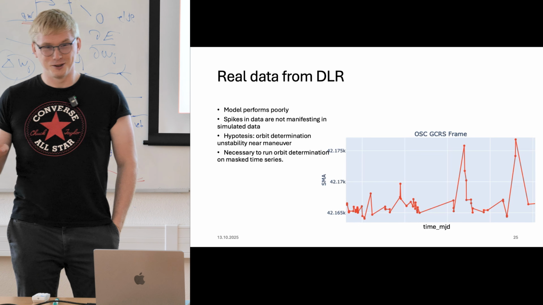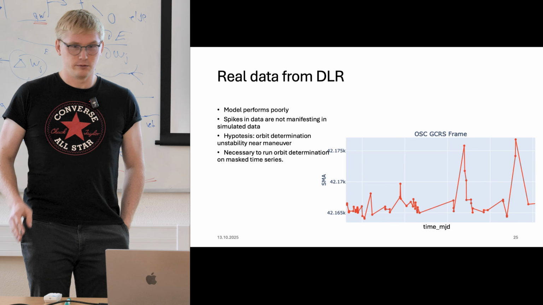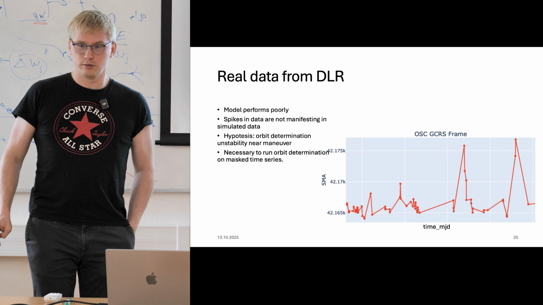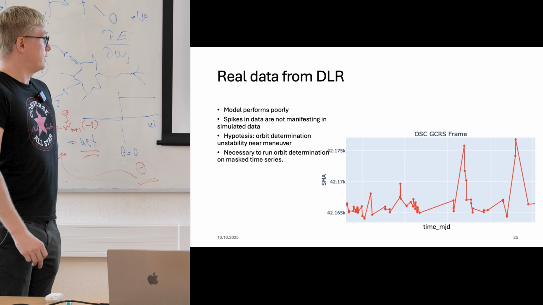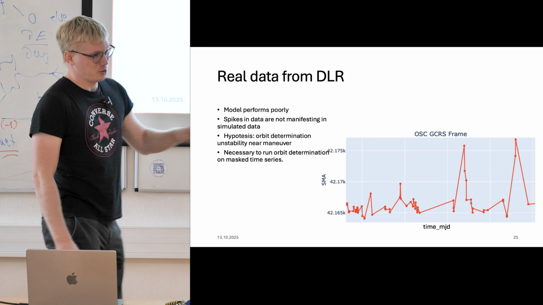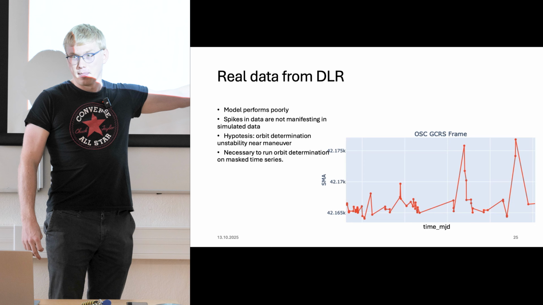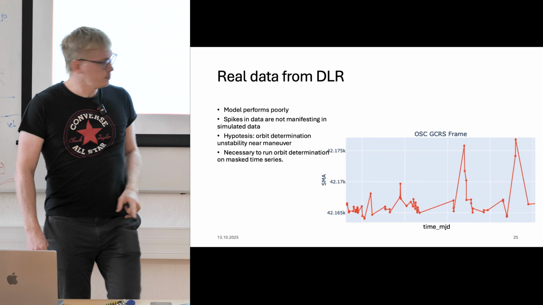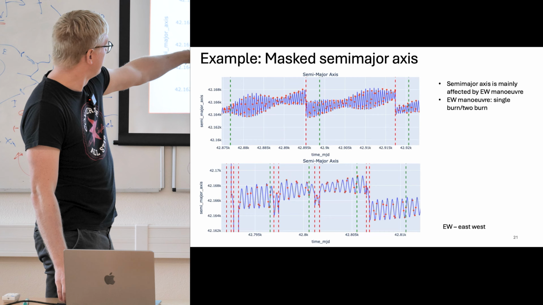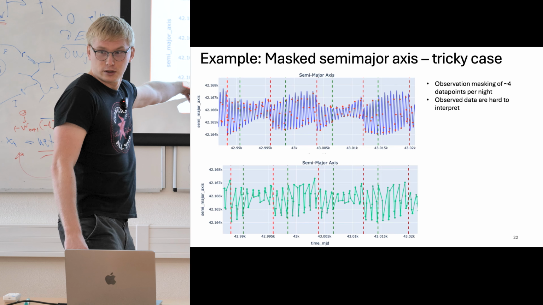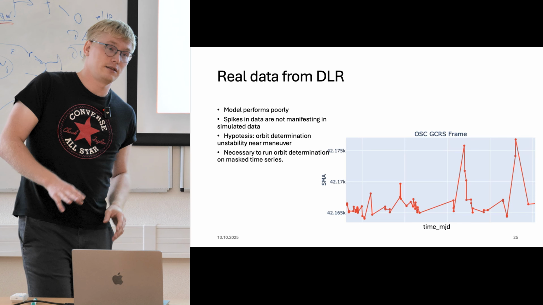And then I tried this on real data that I got from DLR, which is the German Aerospace Center, where I spent an internship last spring. And as you can see, the model didn't work, because the real data looks like this. This is supposed to be the semi-major axis. So this is supposed to be the same as this one, or at least this one, which are the observations. It doesn't look like it.